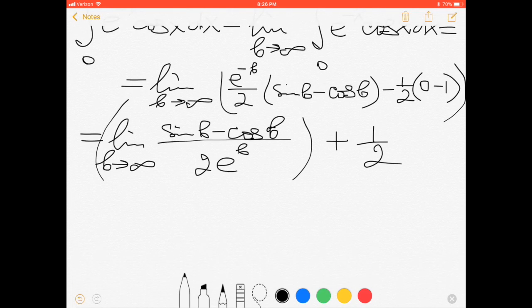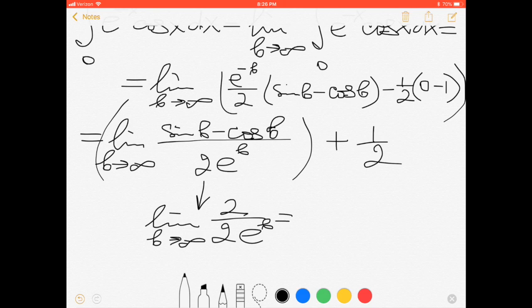This means this limit is bounded by the limit of 2 over 2 e to the power b as b approaches infinity. It is 0 because the denominator is infinity and the numerator is some constant. And finally our answer is 1 half. This means our integral is 1 half. Okay, let's see more interesting examples.